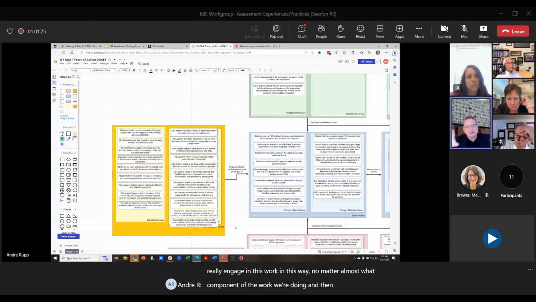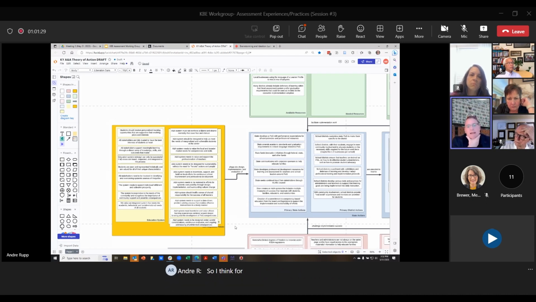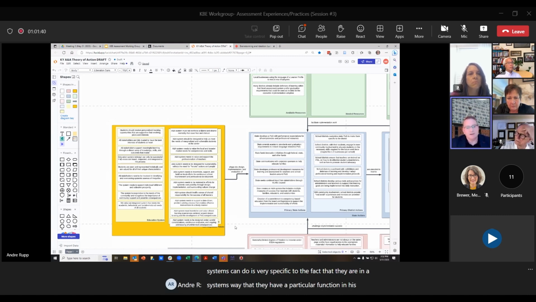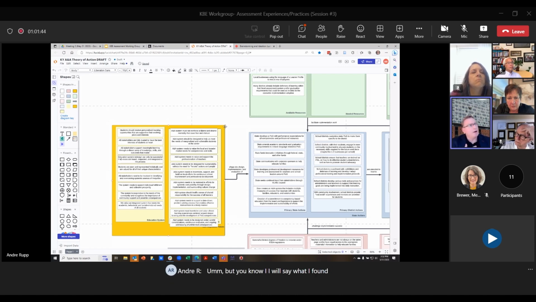And then I think that there are some aspects that are a little bit more specific. So I think, for example, the incentivization of what ANA systems can do is very specific to the fact that they are ANA systems, right? That they have a particular function and historically and so on and so forth. But I would say what I found very powerful, I will share this quickly.